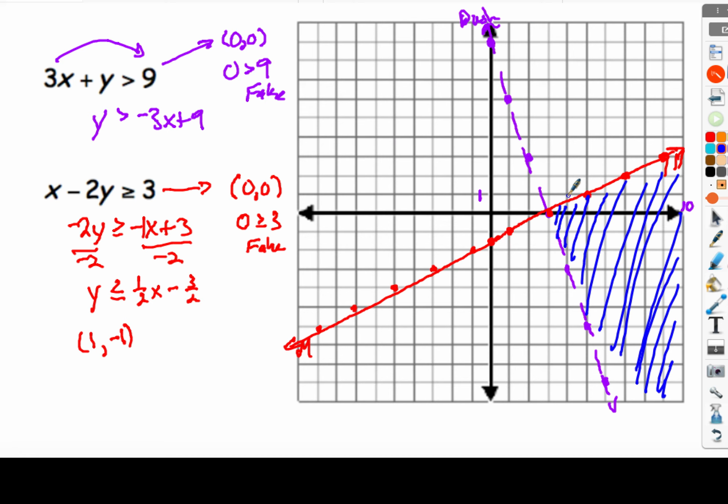I hope that helps you graphing systems of inequalities. Feel free to watch the second video. That video is going to show you how to go backwards. If they give you a system graphed out, how would you write the equations?